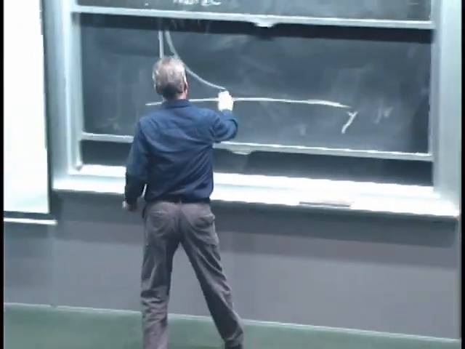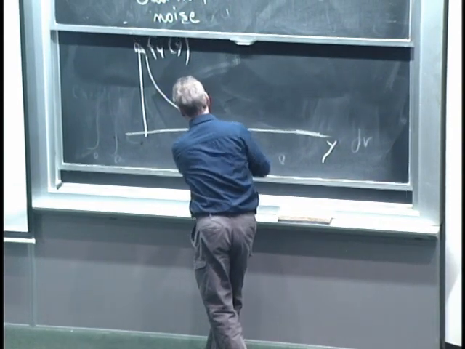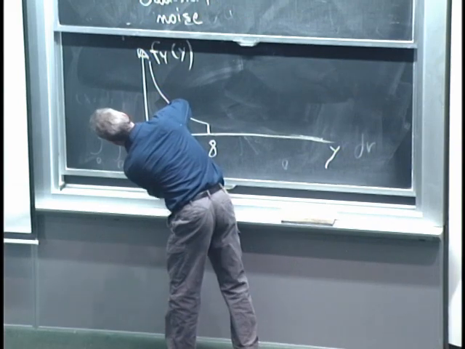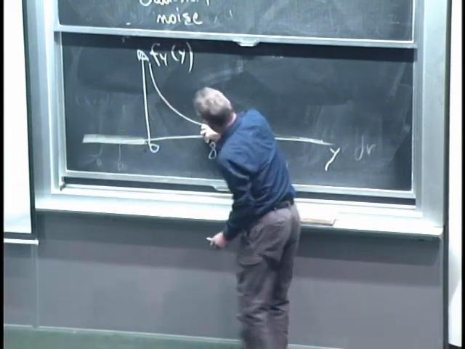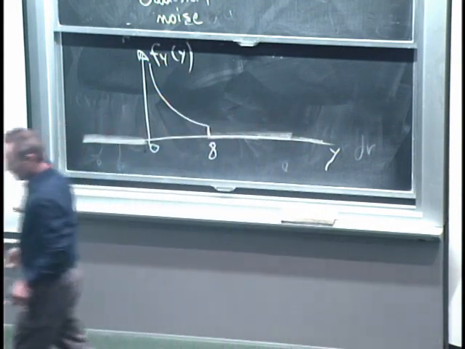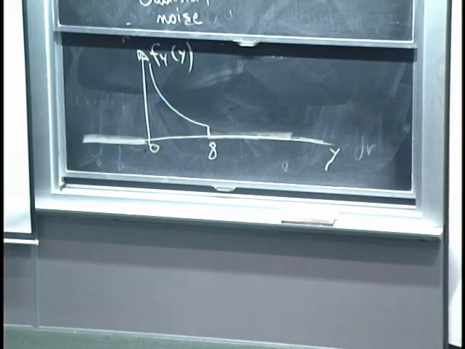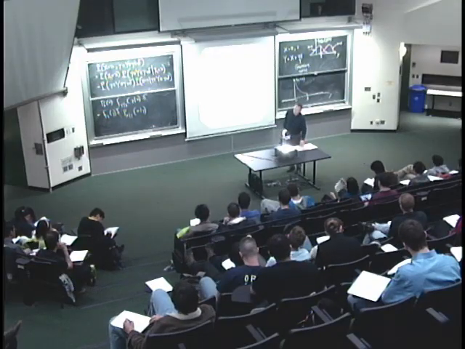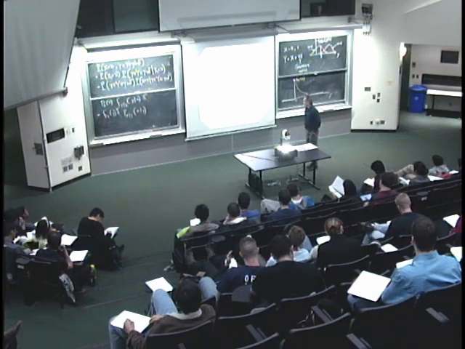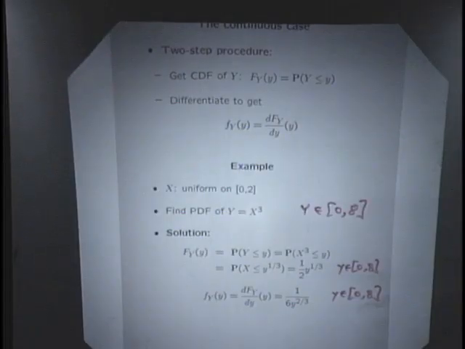So to complete the picture here, the PDF of y has a cutoff at 8, and it's also 0 everywhere else. Okay. And one thing that we see is that the distribution of y is not uniform. Certain y's are more likely than others, even though we started with a uniform random variable x.